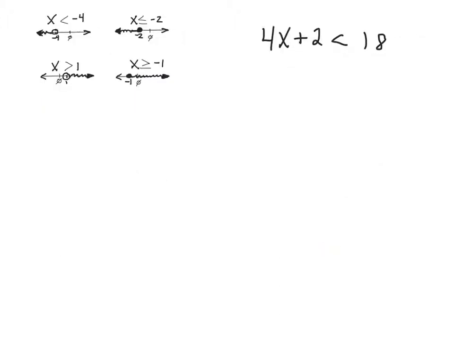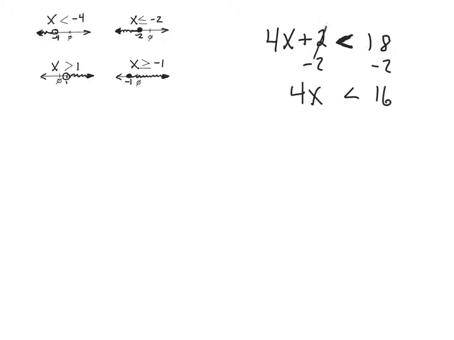Now also, as we continue with inequalities as a review, you have your properties of inequality. So here we have 4x plus 2 is less than 18. Now we can use our properties of inequalities. We will subtract 2 from both sides, giving us 16. So now we have 4x is less than 16, dividing both sides by 4. We have now x is less than 4.